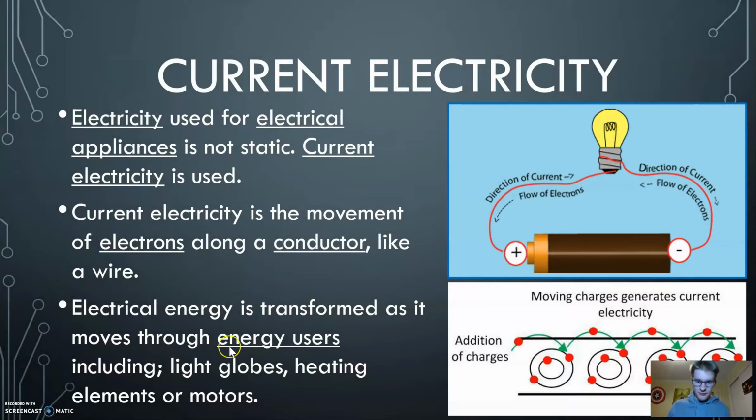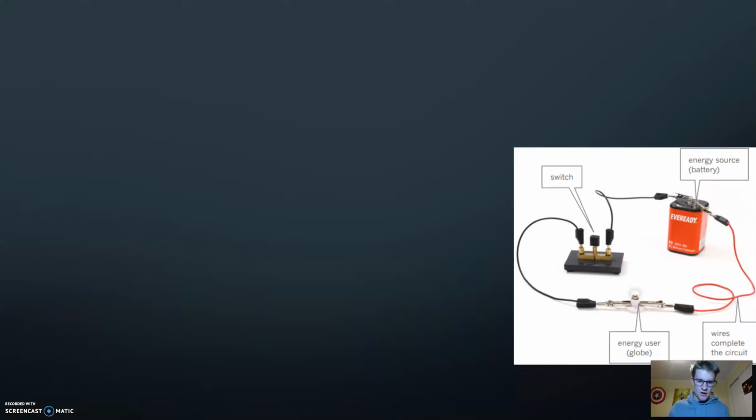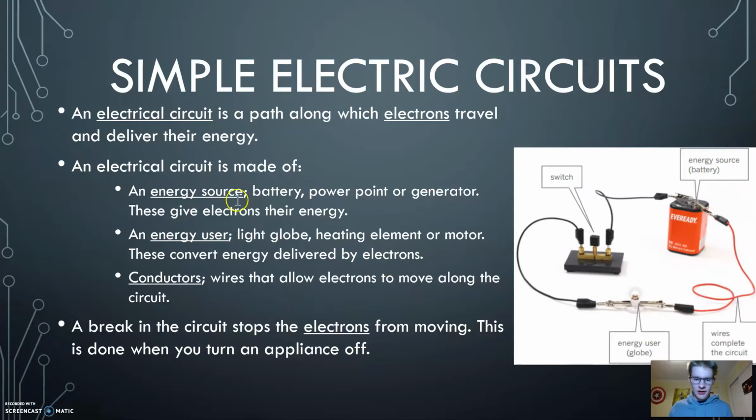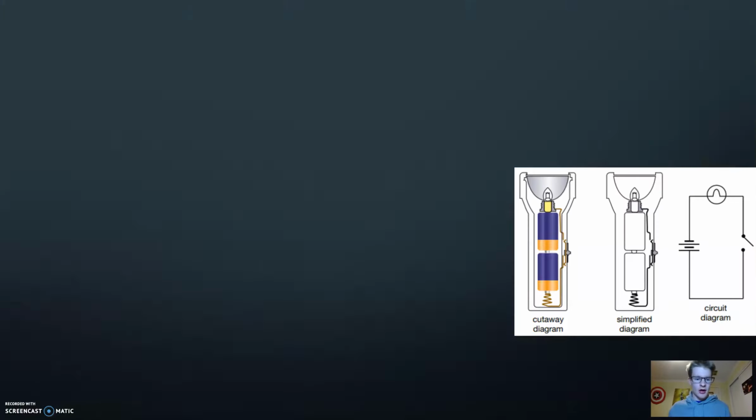So, yeah, the main things, move on to the next slide. The main things a circuit needs are an energy source, like the battery, an energy user, like a light bulb, and conductors. That's like a wire. A conductor means anything that can conduct electricity, so anything that electrons can pass through. If something conducts electricity well, electrons can pass through it well. So simple circuits need at least these three things.